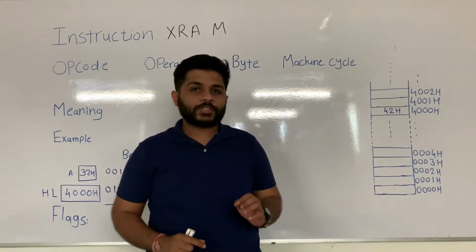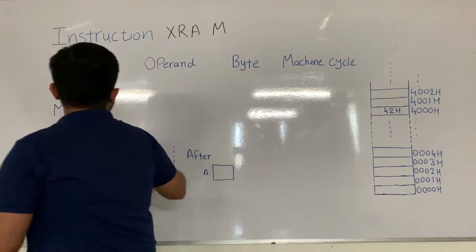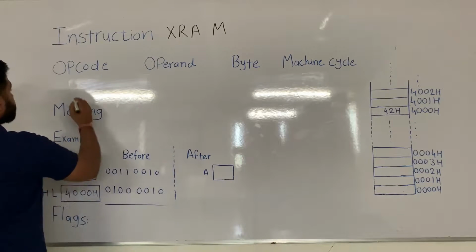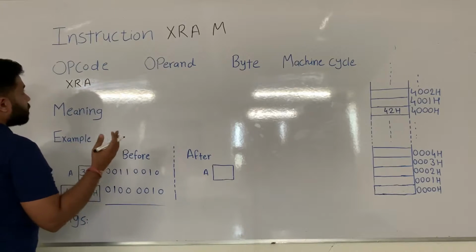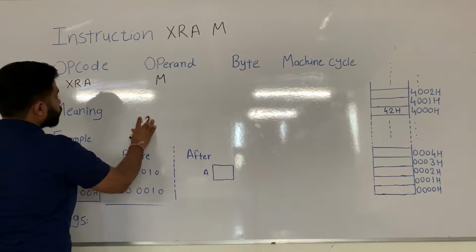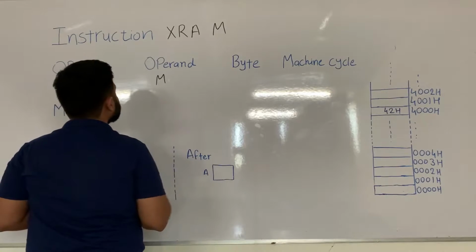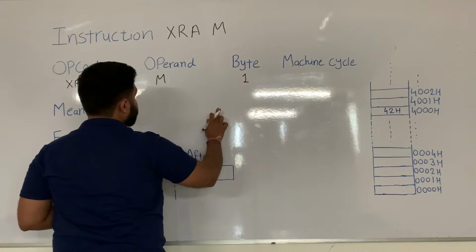Now let's see the instruction XRA M. In this instruction, the first portion is the opcode, that is XRA. The remaining part of the instruction is the operand, and the operand is M. As you can see, there is no data in the instruction. It means this instruction is of only 1 byte.